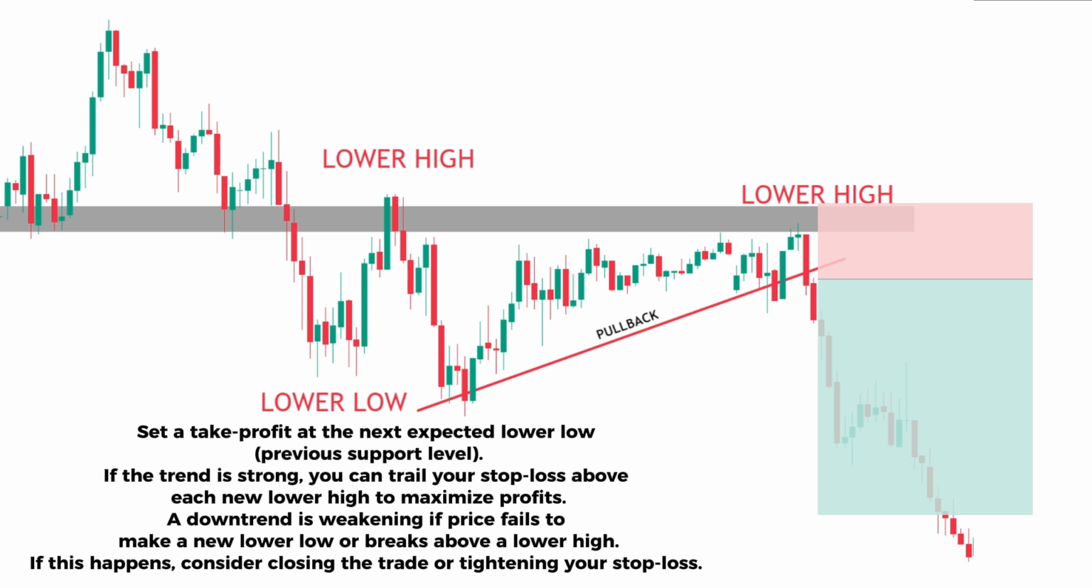Exit. When the trend shows signs of reversal, a downtrend is weakening if price fails to make a new lower low or breaks above a lower high. If this happens, consider closing the trade or tightening your stop loss.